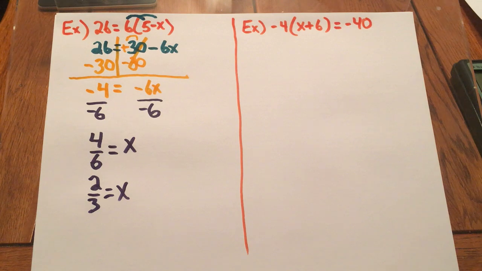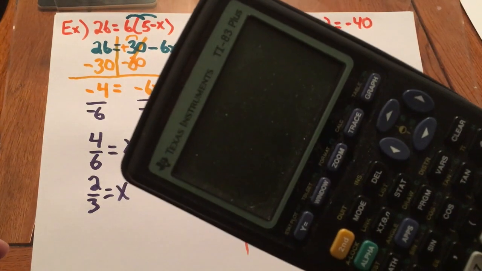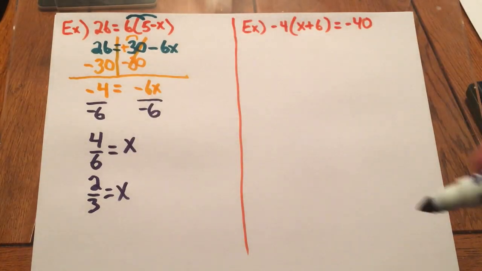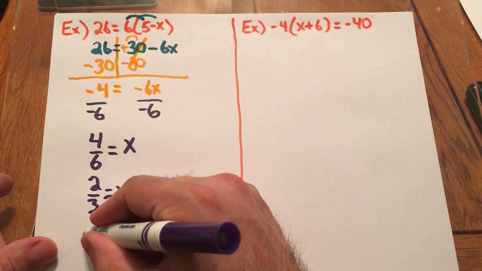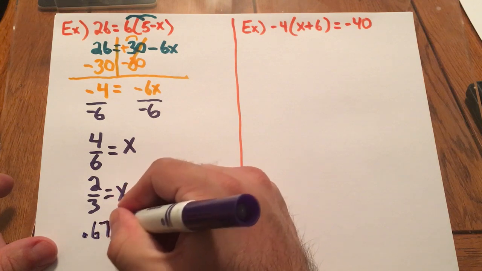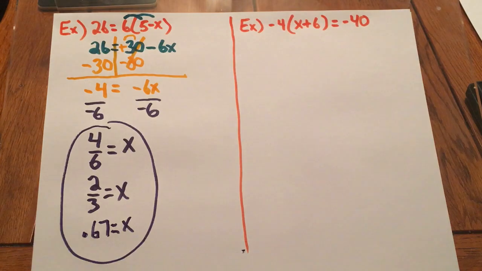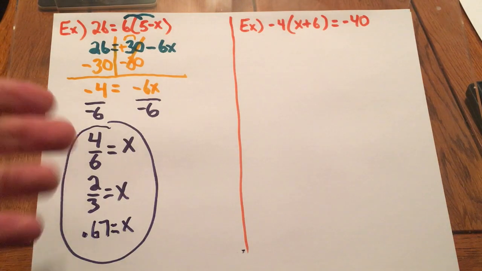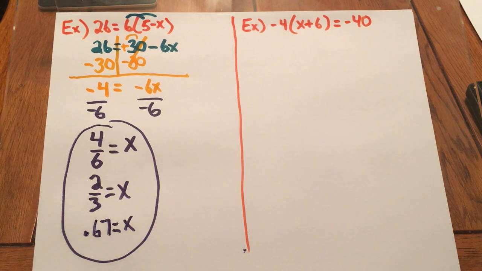Now, if it says to write your answer as a decimal, what we would do is either do long division or break out our handy-dandy graphing calculator. And we put 2 divided by 3. And what you'd get there would be 0.67 is equal to x. Notice all three of those answers are basically saying the same type of number. 4/6 is equal to 2/3 is equal to 0.67. They look different, but they all mean the same thing. They're all a fraction of the whole.